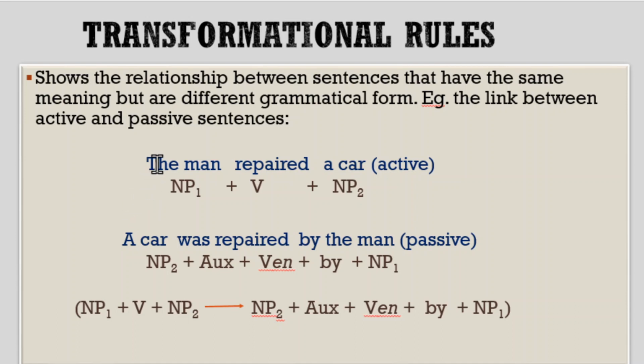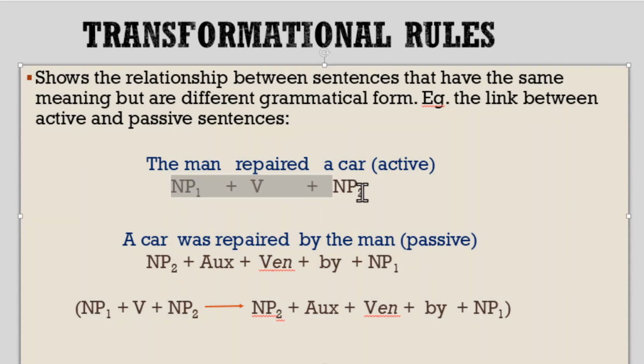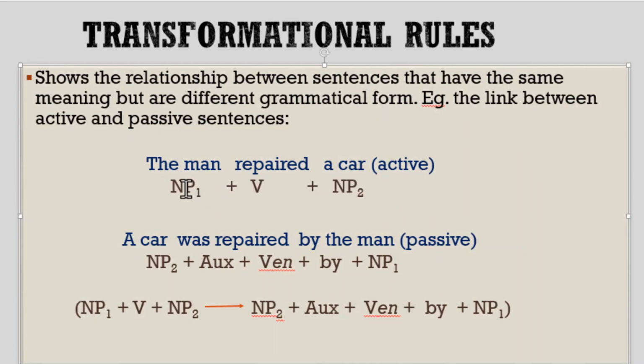Now let's look at the sentence again. The man repaired a car. It's an active sentence. It has a phrase structure here. This is a phrase structure, PS. Noun phrase 1, the man. Verb, repaired, plus noun phrase 2.